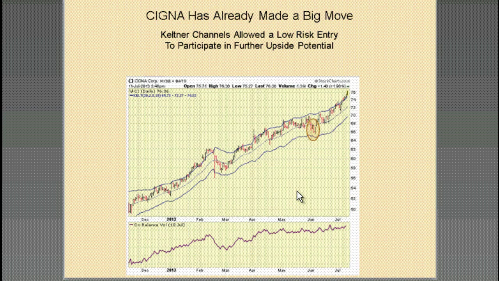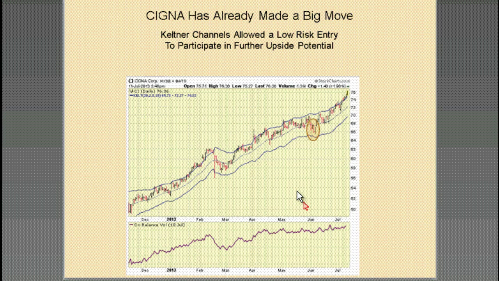Okay, let's look at the price chart for Cigna, and this is the price chart I was using when I selected this trade. If you look at this price chart for Cigna, it goes from lower left to upper right, so it's had a pretty big price move here. And the question is, when do you enter a trade when a stock has already had a very large price move?